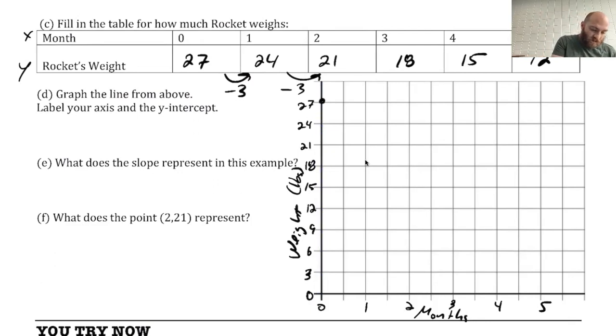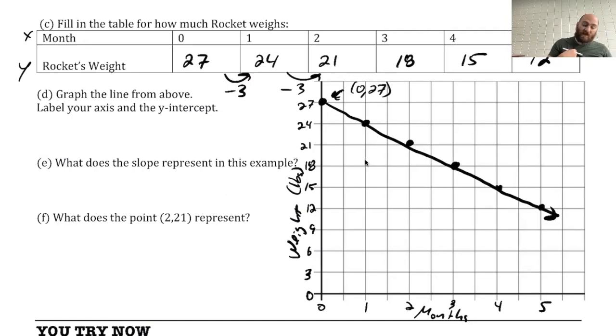So we can plot our points. We've got (0, 27), (1, 24), (2, 21), (3, 18), (4, 15), and (5, 12). And so we can track Rocket's weight loss that way. My y-intercept is right here at (0, 27), and that's it for step D. What does the slope represent in this example? Rocket is losing 3 pounds per week. That's what we're showing with our slope idea.